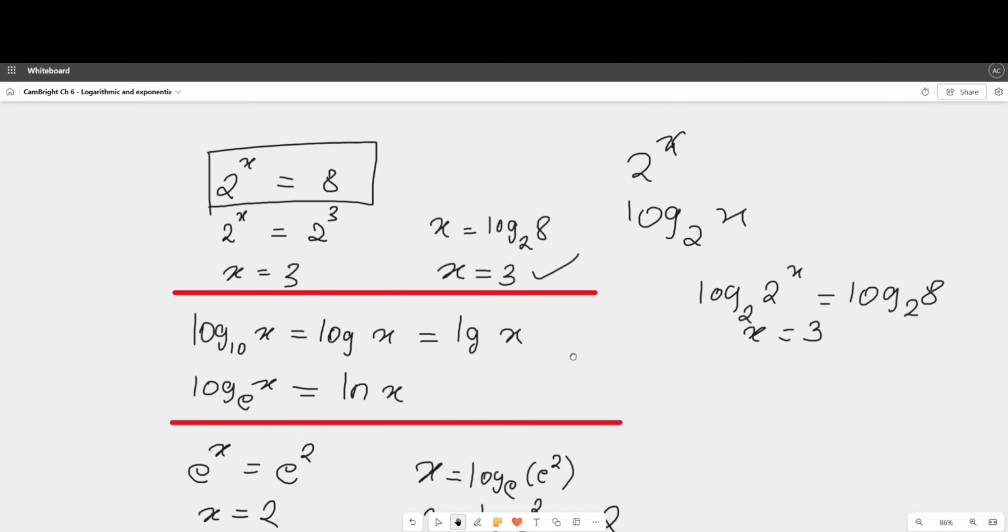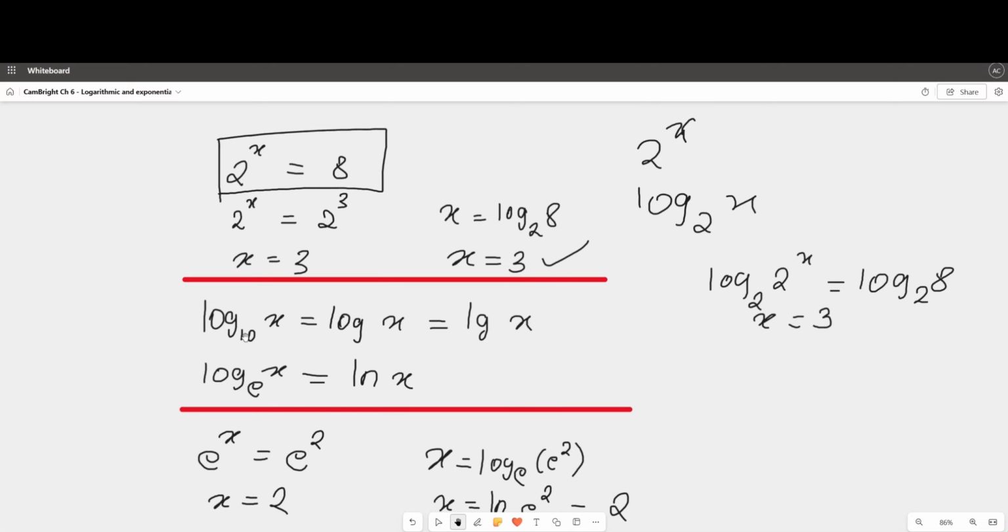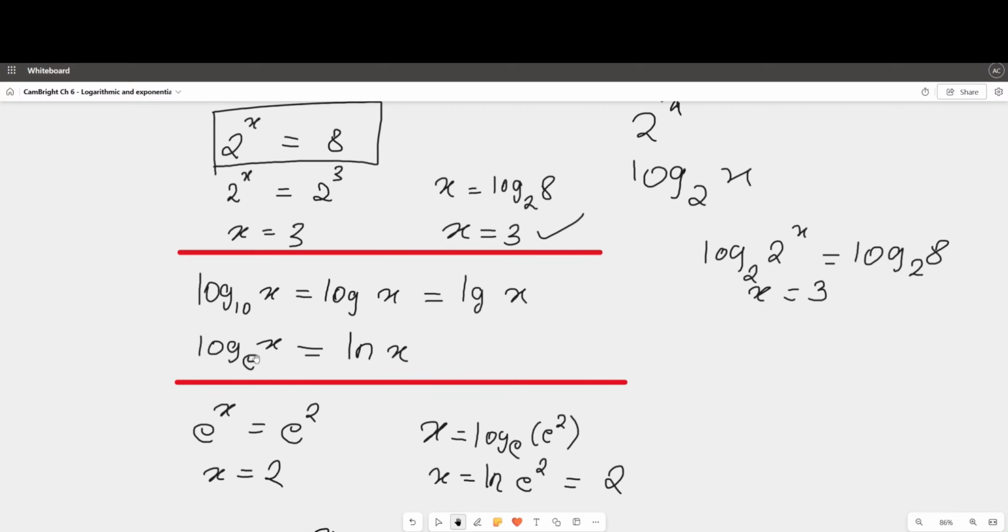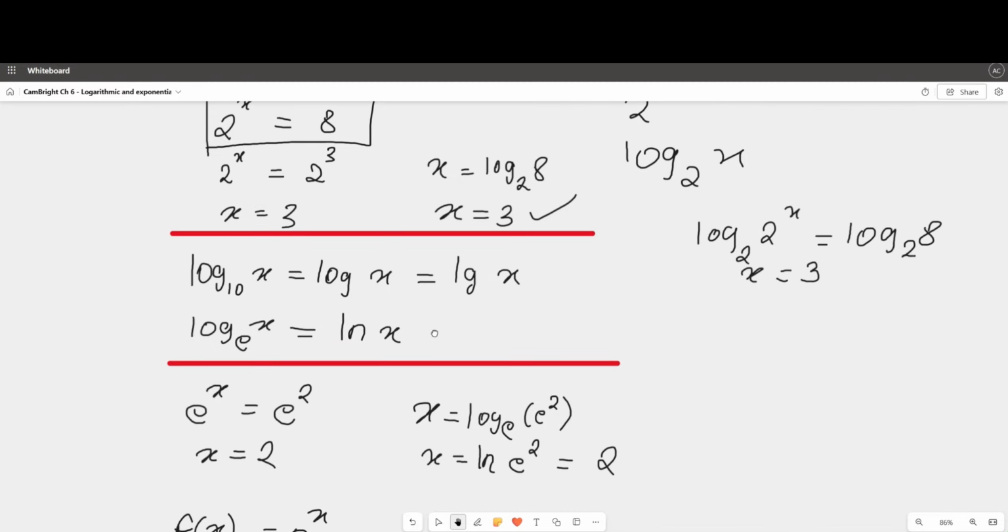Now, notation: anything to the base 10 can just be written as log x, which can be simplified to lg x. If you see this, don't worry, there's no base; it's implied that it's 10. And anything written to the base e, which we will cover, is written as ln x. So again, don't worry about that.